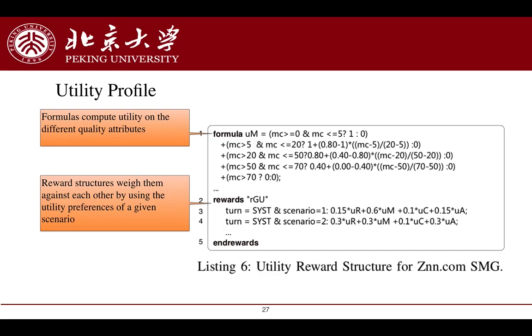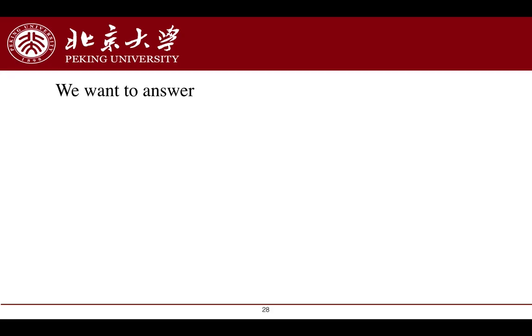We are considering 2 typical scenarios here. One is eliminating malicious client, as the weight to malicious client is significantly higher than the rest. Scenario 2 is to optimize the experience of a legitimate client with almost equal weights in all different quality attributes. With the modeling of all the players with tactics and strategies, we want to answer the following 2 questions.